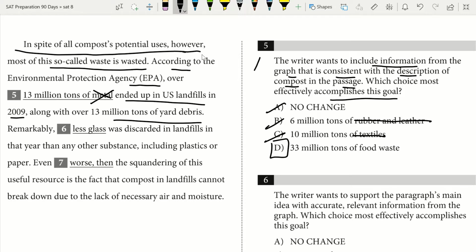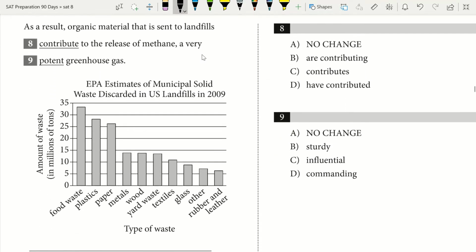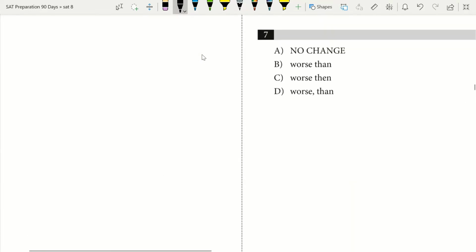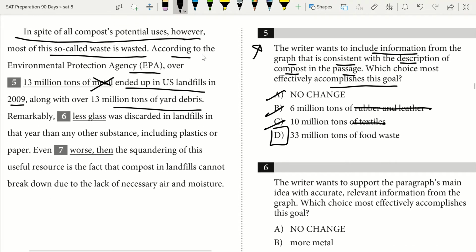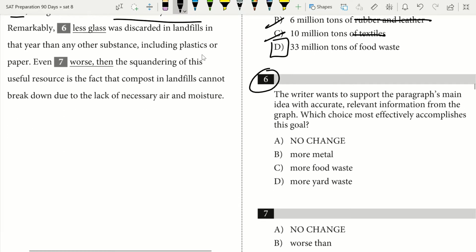For question 5, obviously we didn't have to interpret anything in the graph because it was just what fit with the passage, right? We wouldn't want to say anything other than food waste because we want to talk about composting. So in that situation, we didn't need to use the graph. But if we look at question 6, we are going to want to potentially take a look at the graph. So let's take a look.